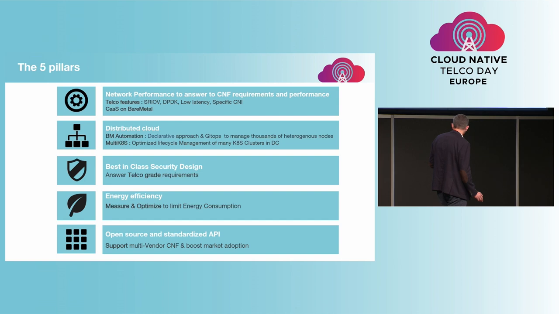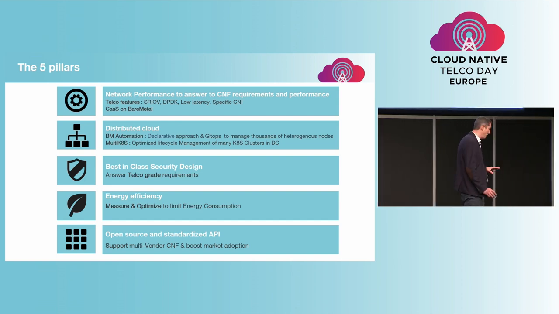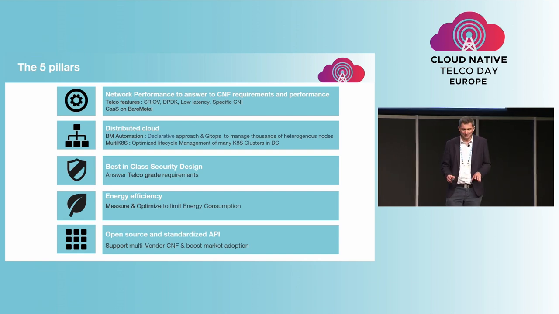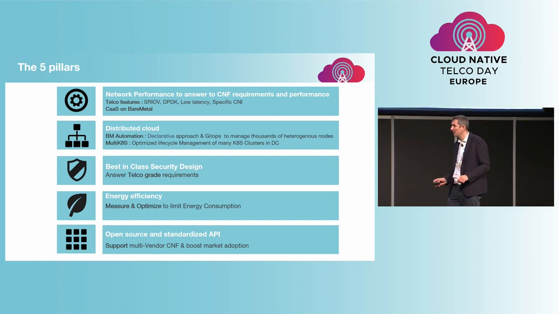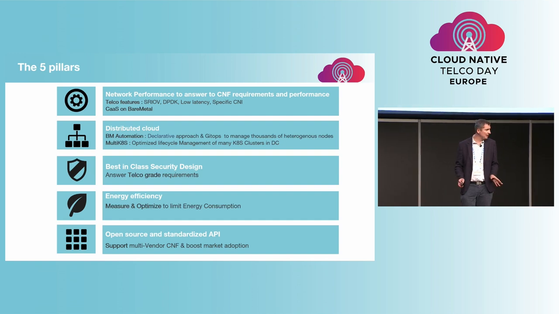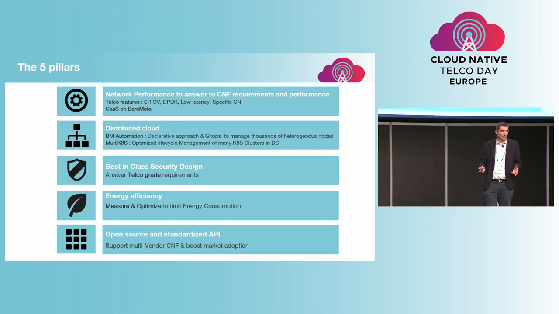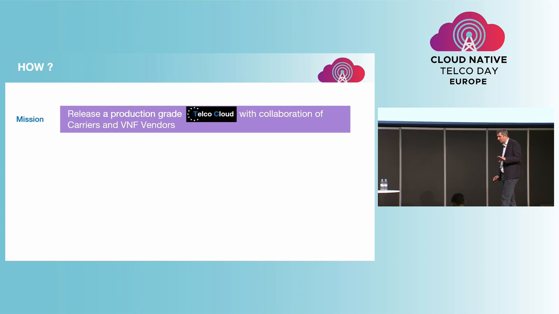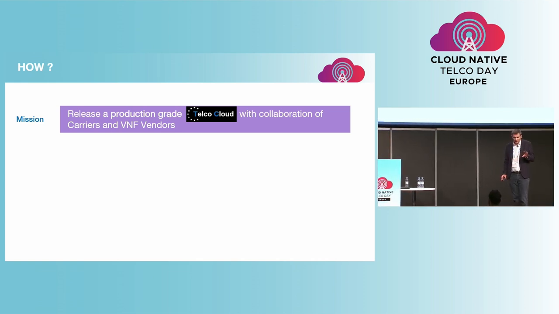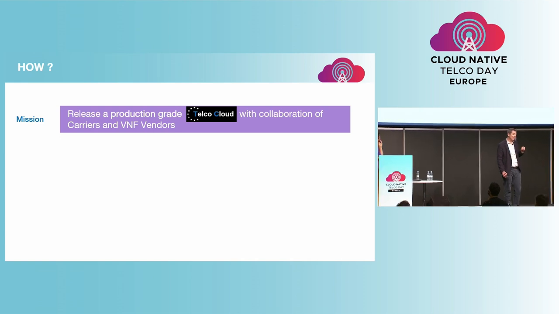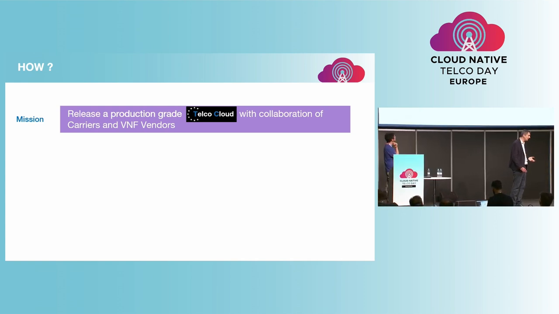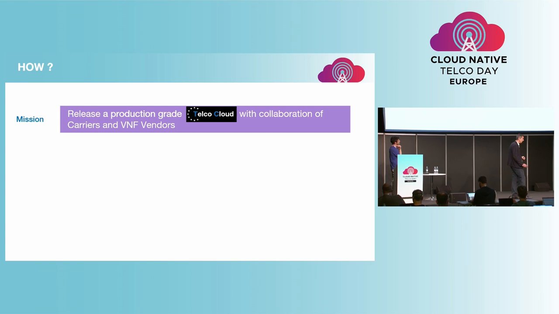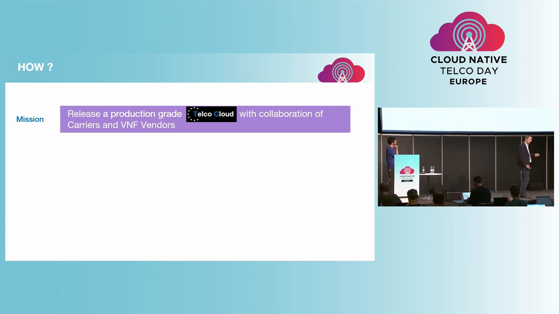And last but not least, open source and standardized APIs are really important when you want to build. It's not just because we are at a KubeCon event that we mention this, but when you want a multi-vendor approach, it's a really important topic. So these are the pillars of our project. Now we want to build this thing, so how are we going to do it? As I mentioned, we did not just want to have another stack. Our focus is to have a production grade release, so it's important to work with telco operators.